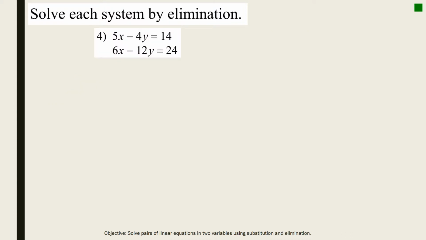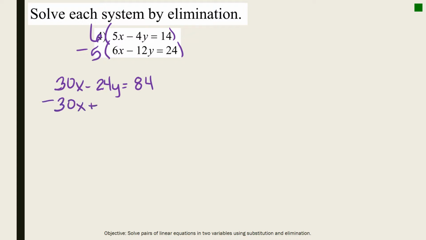Solve by elimination again. X, X, Y, Y, equal, equal. I'm going to bring up 6 and bring down negative 5. So I get 30x minus 24y equals 84. We'll see if that's right. Negative 30x plus 60y equals, oh, I have to get the calculator out anyway, because I don't trust myself.